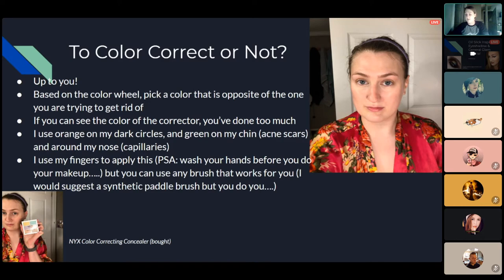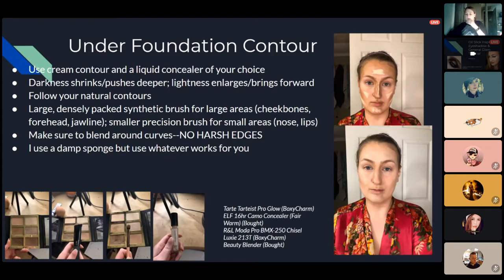I use a color correcting palette from NYX, and I pretty much only use the green and orange colors, but depending on your discolorations, you can make use of a lot more colors. Based on the color wheel, you want to correct discoloration with the opposite or complementary color. This will neutralize discoloration and create a more even color. This step makes you look kind of crazy at first, but you just have to trust the process.